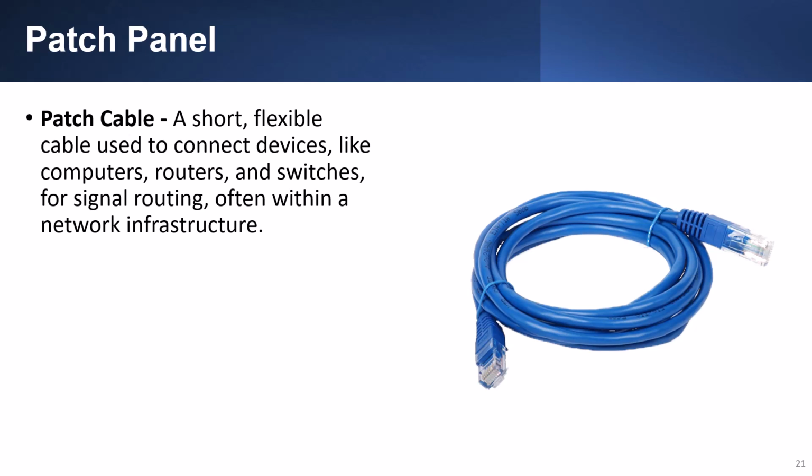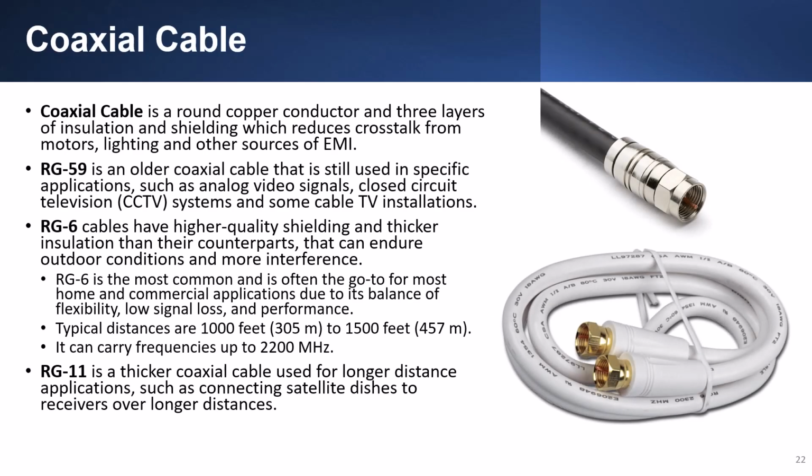A patch cable is a short, flexible cable used to connect devices like computers, routers, and switches for signal routing, often within a network infrastructure. Coaxial cable is a round copper conductor with 3 layers of insulation and shielding, which reduces crosstalk from motors, lighting, and other sources of EMI.